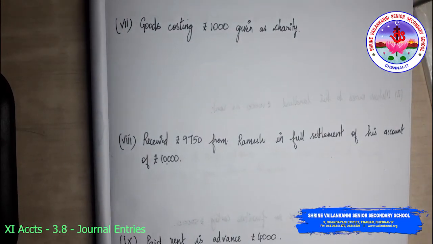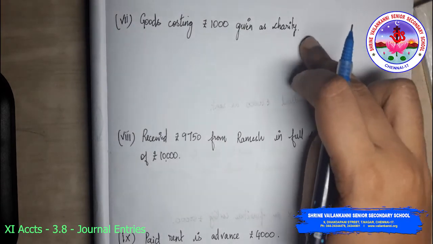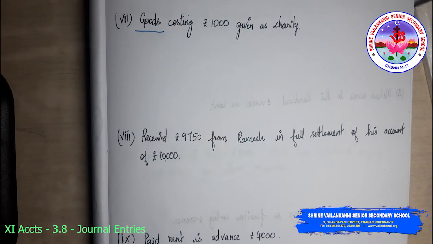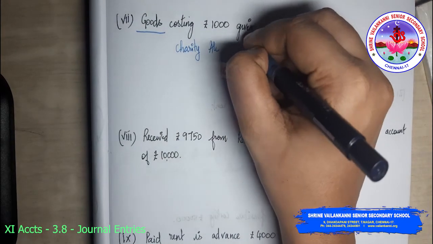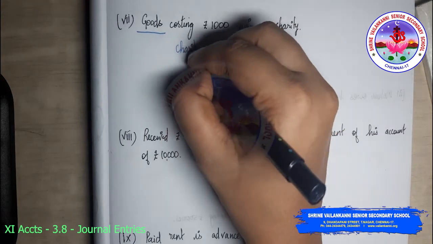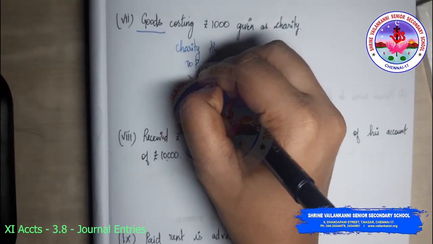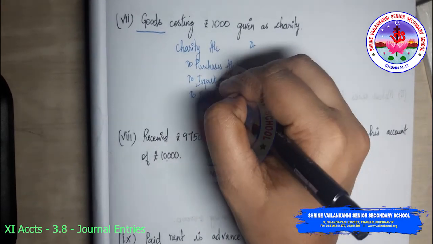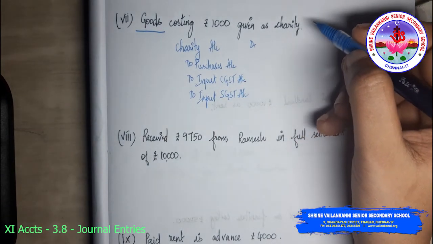Then goods costing ₹1,000 given as charity. Now this is a charity. Whenever it's affecting goods, you will know that purchases to be reduced. So charity account debit to purchases account, to input CGST, to input SGST account.